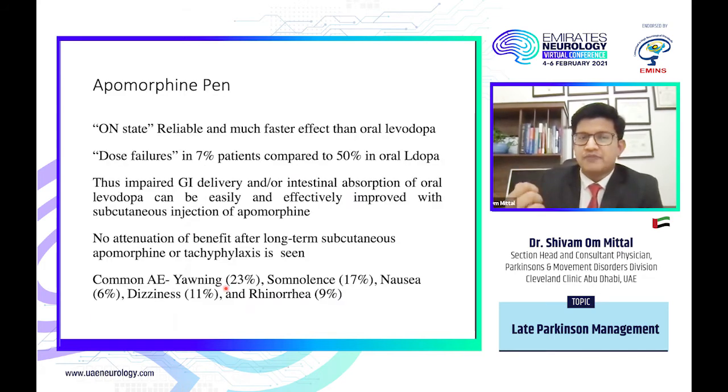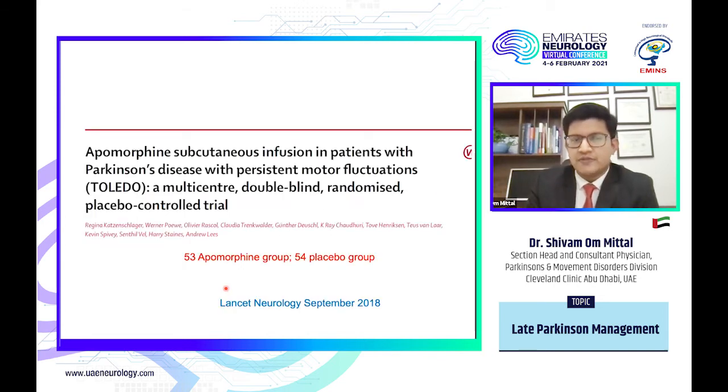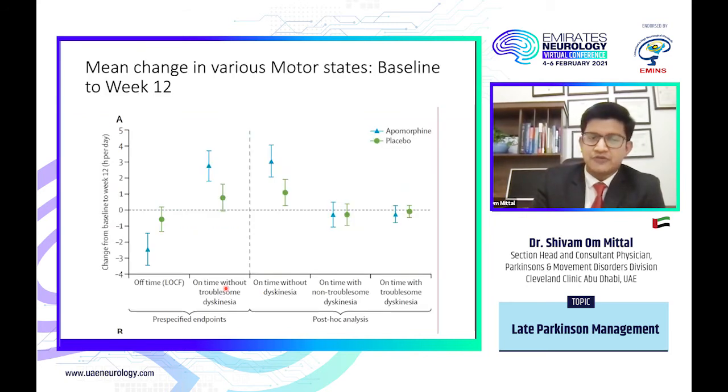The way the apomorphine pen works, it works very quickly. The absorption is much faster. It's more reliable. And the side effects are mostly yawning, sleepiness, nausea is a very common side effect with apomorphine. Now the apomorphine pump infusion was proven with the Toledo trial, where they had 53 patients and they found significant improvement in the on phase and the off phase. And overall the dyskinesias were much better.